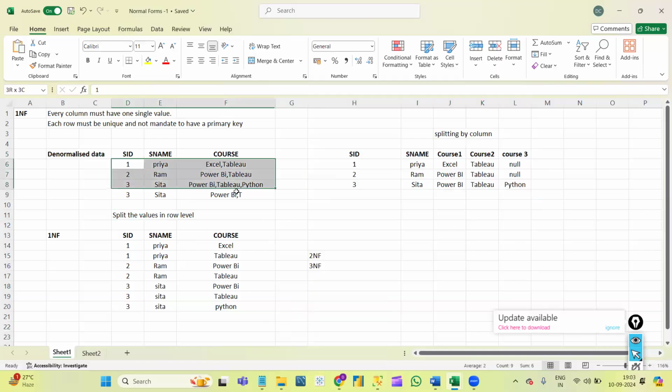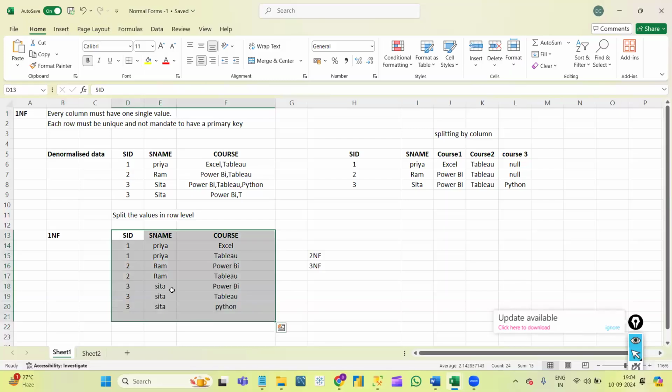So yesterday what I did was split into rows. That means first I wrote one Priya Excel. For the next, again I used the same data and gave Tableau here. This is the details of Priya, this is the details of Ram, like that. After splitting this at the row level, if you can see, my first rule is satisfied, that is every column must have one single value. In every column we have one single value only, correct?